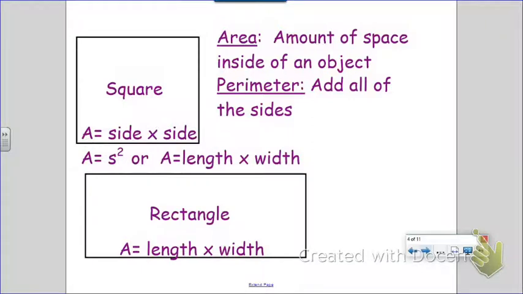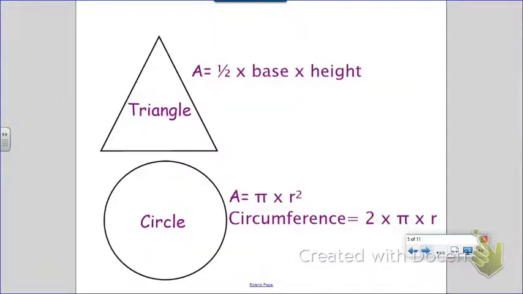Here are some formulas for some different shapes. Perimeter, we know you simply add all the sides. So we have a square, side squared, or side times side. Area of a rectangle, length times width. Triangle, 1/2 times base times height, or we can use the surrounding rectangle idea, which is half of the area of the surrounding rectangle, as I just showed you. We have a circle, pi times radius squared.